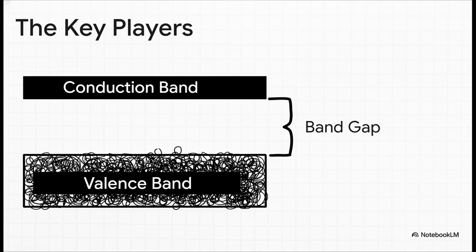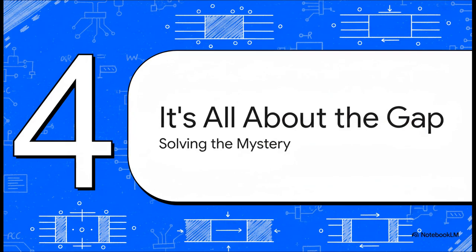If an electron wants to move and create a current, it has to get up into this band. And the space between them? Now that is the most important part of this whole story. It's called the forbidden energy gap, or just the band gap. And really, that's it. It's all about the gap.